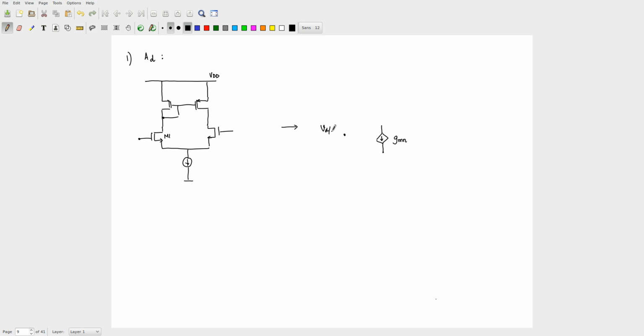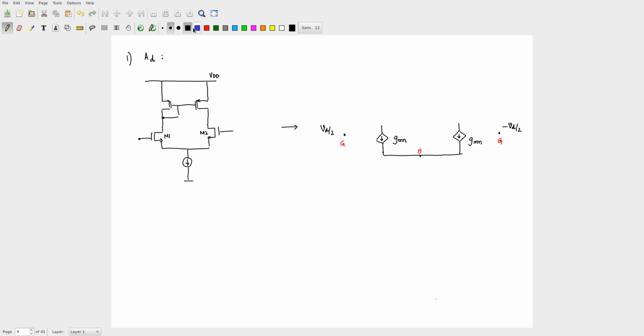The gate is at Vd by 2, right? What about the source? So that is the source. Then I have transistor M2. Transistor M2 will be connected in this fashion. So that is again GMN, and its gate is at minus VD by 2.